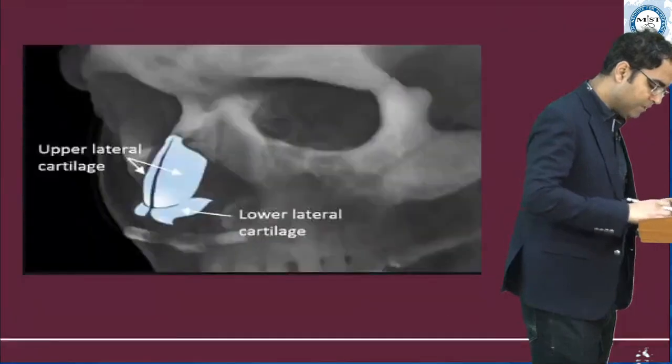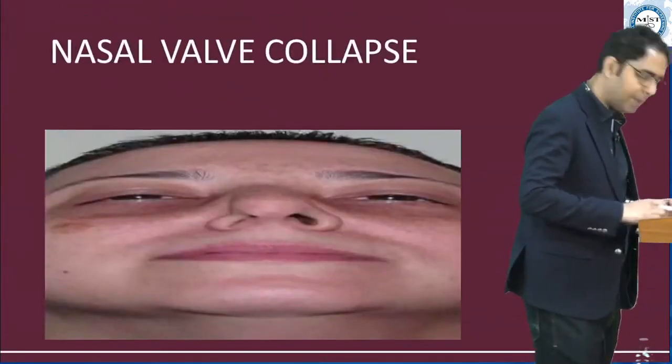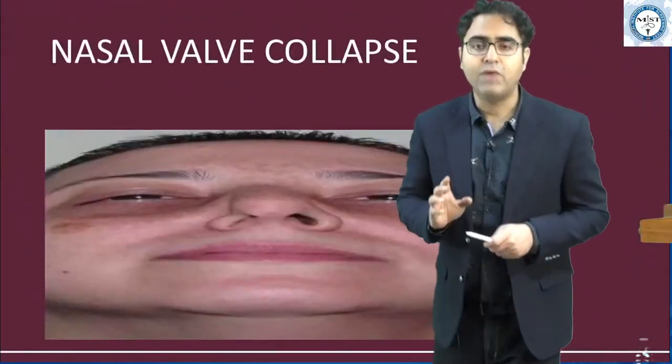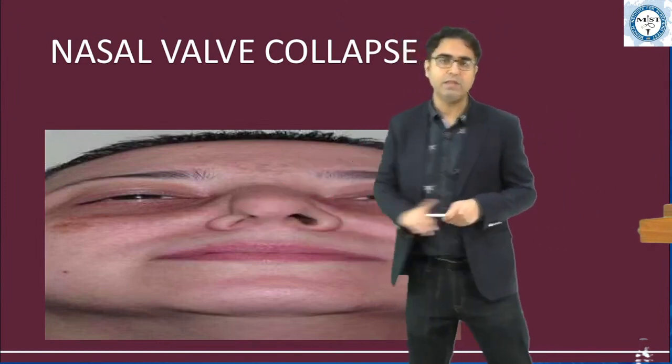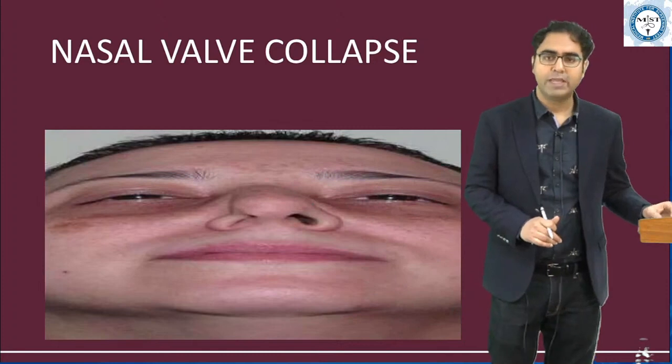Now, sometimes what happens is the nasal valve can be collapsed. What is nasal valve? Junction of upper lateral and lower lateral cartilages. Can you see the nasal valve is collapsed? Look at the screen, everyone. Can you see nasal valve collapse? This is the normal side. This is the collapse side.